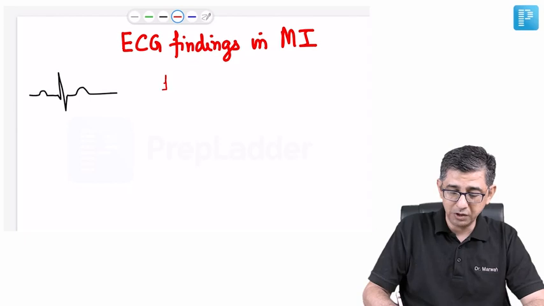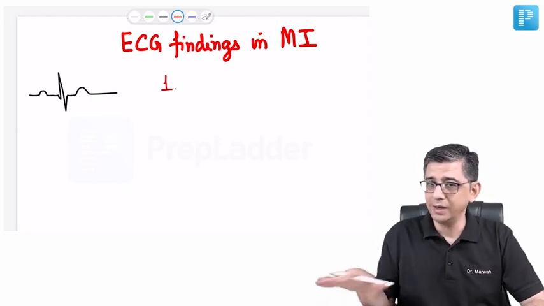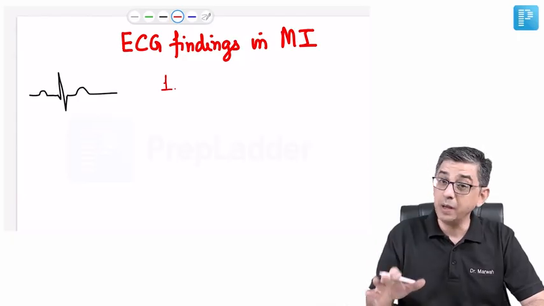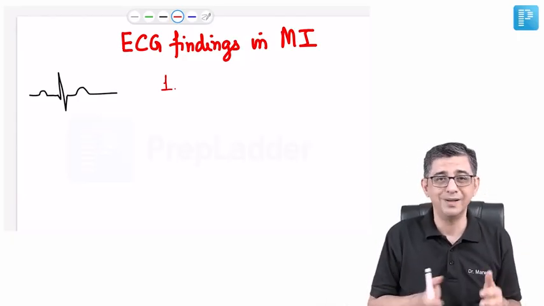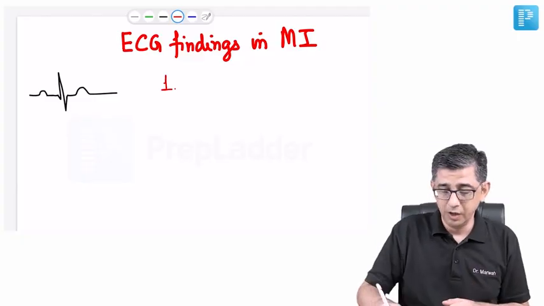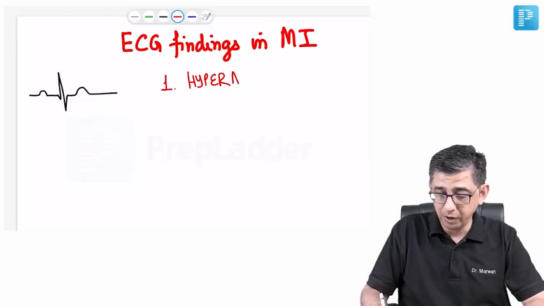And if he puts up a question, what's going to be the initial first ECG finding in MI, then do not answer ST elevation. It may be seen, it may not be seen, because I said at the beginning, MI could be of two varieties, right? An STEMI and a non-ST elevation MI. So your answer in this particular case for the earliest ECG finding of MI would be hyperacute T waves.